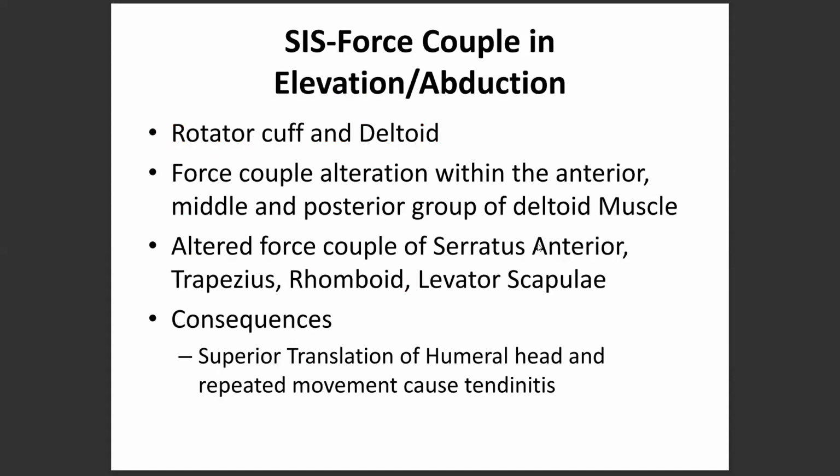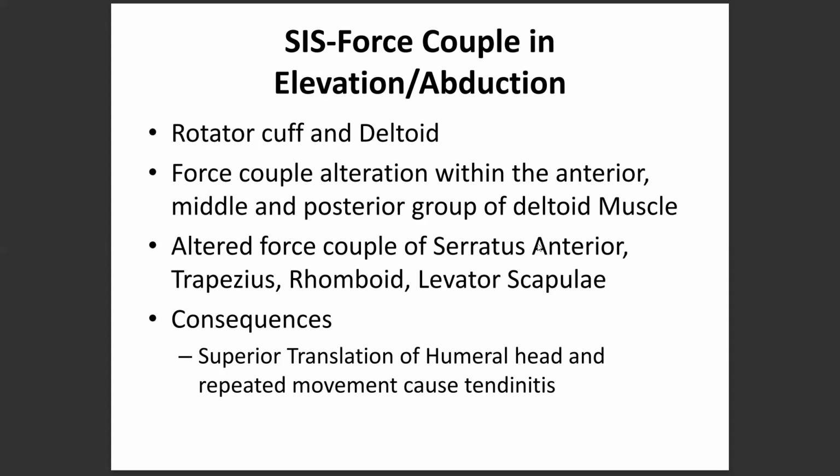In subacromial syndrome, there is some force couple during elevation and abduction, and this force couple is between the different muscles, including the deltoid as well as the members of the rotator cuff. There is force couple alteration within the members of the deltoid muscle. There are three parts of the deltoid: the anterior, middle, and posterior group. An altered force couple is also present between the serratus anterior, trapezius, rhomboid, and levator scapulae.